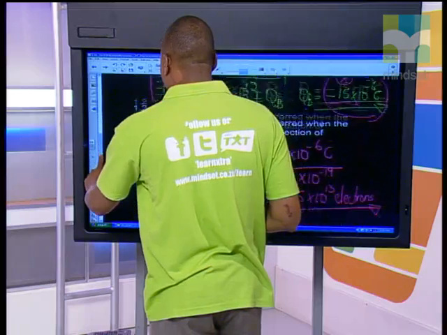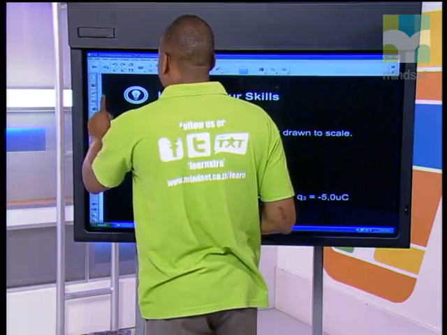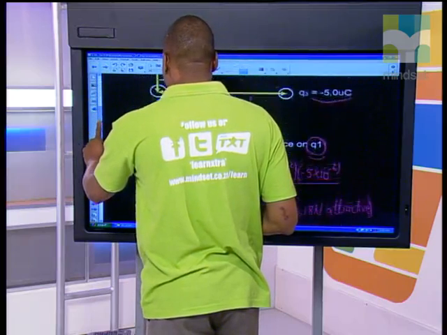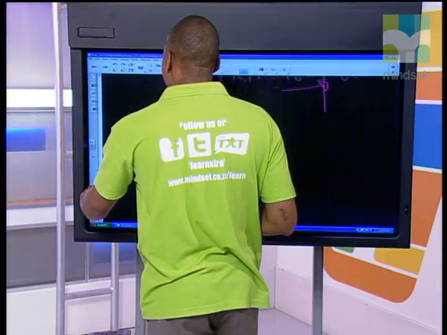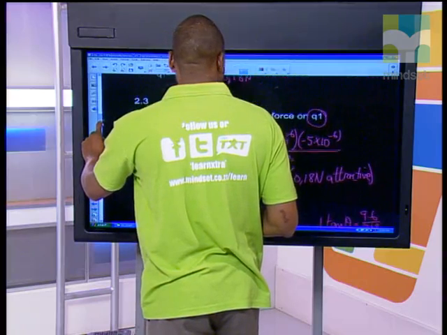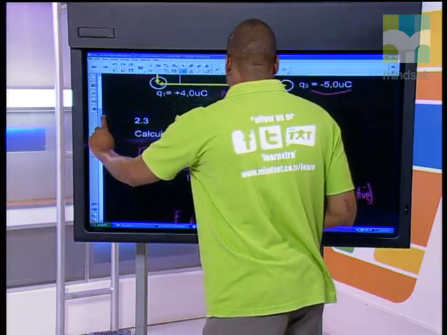That answers Silindokuhle's question. Then Bongi is asking, on question 2.3, how did the distance of 1 come about? Let's look at 2.3. Bongi, look at it.